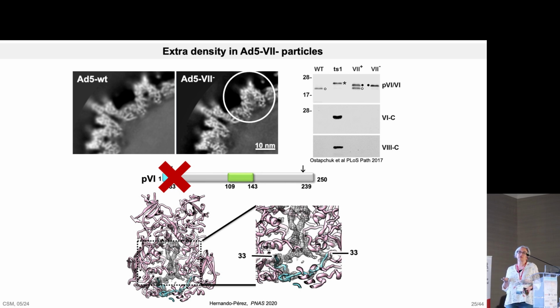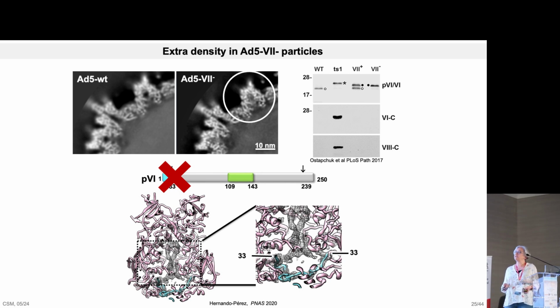Another thing we knew from our collaborators' work is that in these particles, when 7 is not there, protein 6 is only partially mature, meaning that this cleavage doesn't happen. And when we look at this extra density, we see that we have this kind of bow of density inside the hexon cavity that seems to connect to the tracing of the amino terminal peptide. So this is consistent with these tubes of density corresponding to the next part of protein 6.